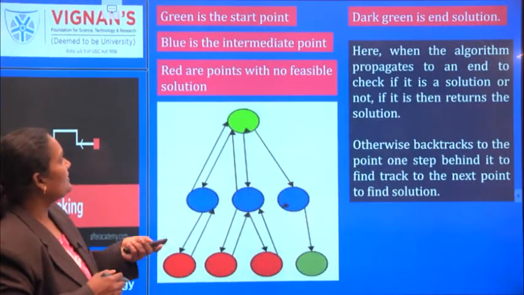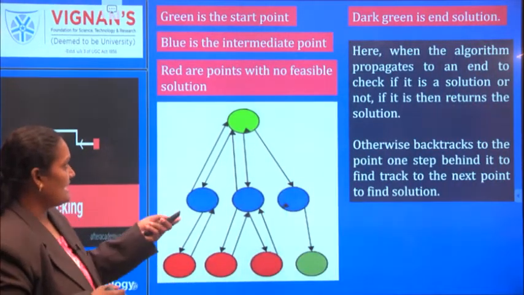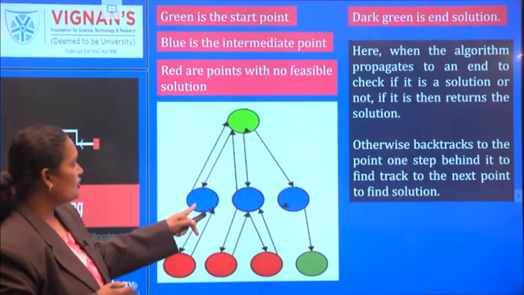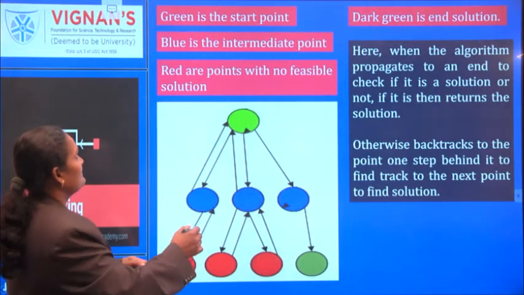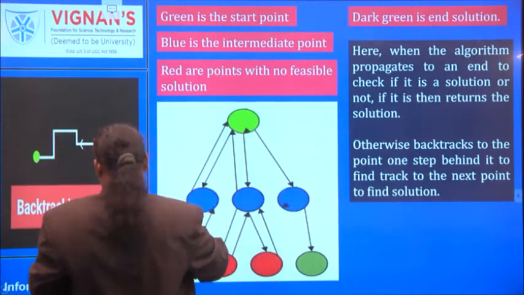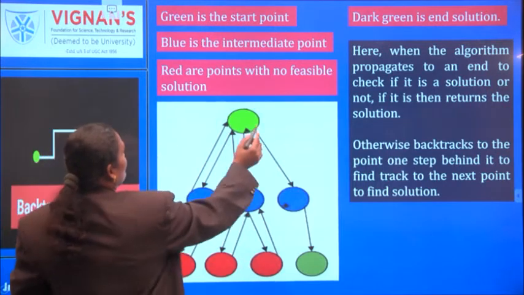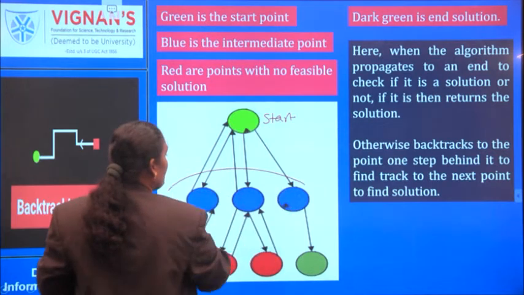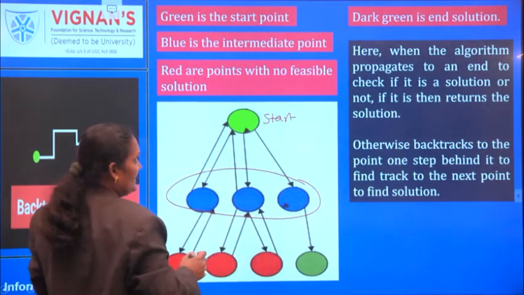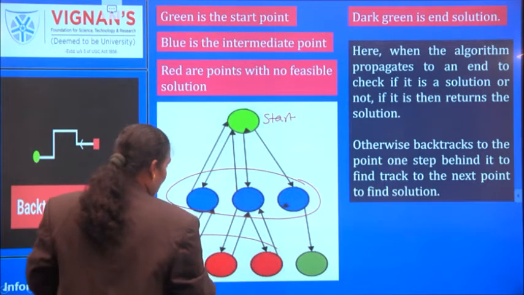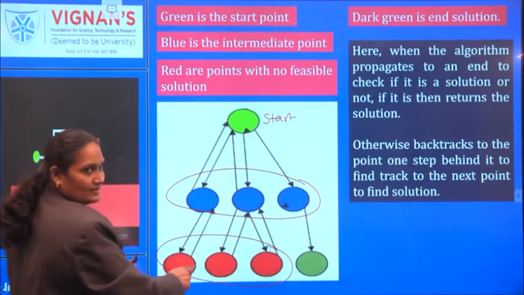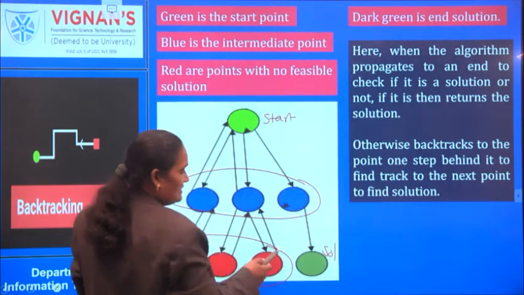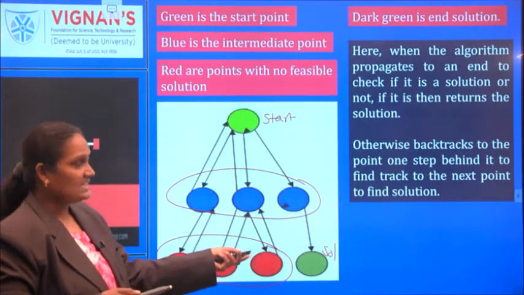Right. Now here you can see a small example of the backtracking process. Here I represented the nodes with different colors. The green node represents the starting point, and these are the intermediate nodes. All the red nodes indicate infeasible solutions, and the dark green node indicates the solution.